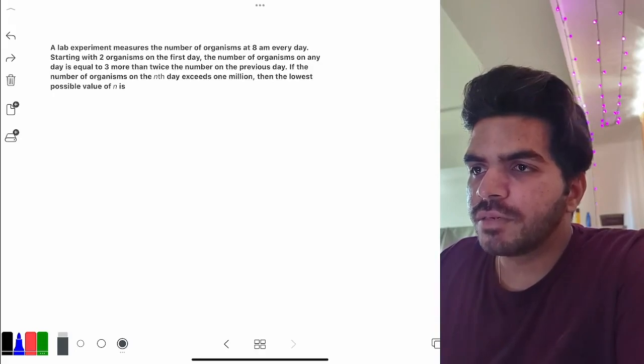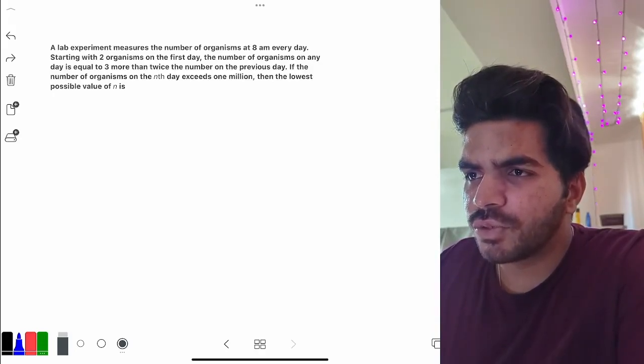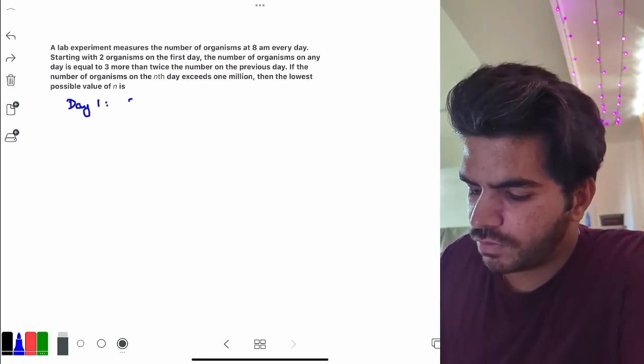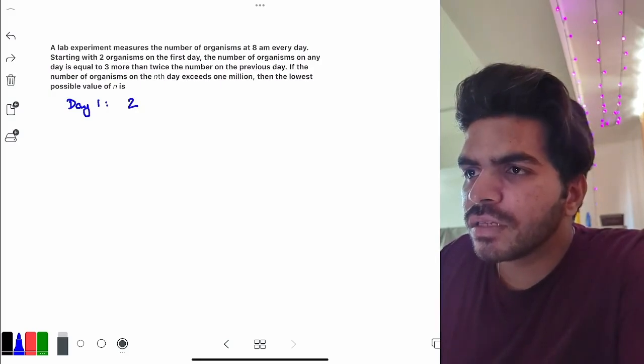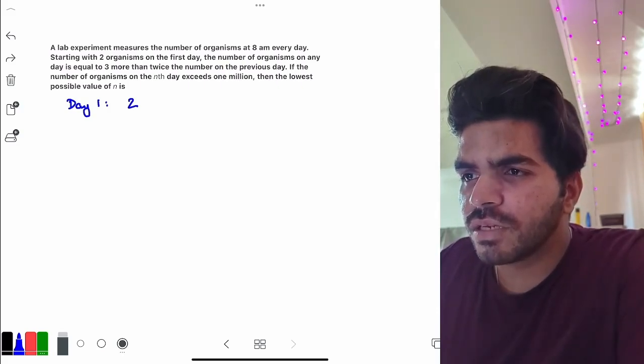A lab experiment measures the number of organisms at 8 a.m. every day, starting with 2 organisms on the first day. Day 1, we have 2 organisms. The number of organisms on any day is equal to 3 more than twice the number on the previous day. If the number of organisms on the nth day exceeds 1 million, the lowest possible value of n is.